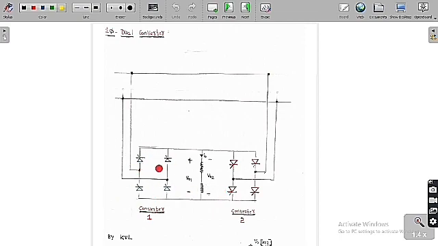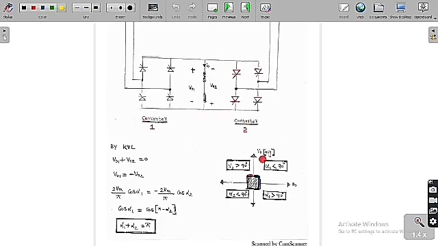Let me assume this is converter 1 and this is converter 2. Here alpha 1 is the triggering angle of the first converter and alpha 2 is the triggering angle of the second converter. When alpha 1 is less than 90, for the first converter we are going to get V naught positive and I naught positive. When alpha 1 is greater than 90, V naught is negative.